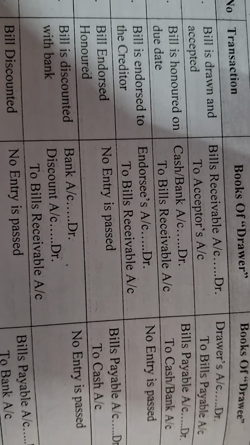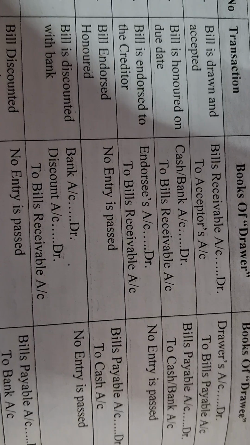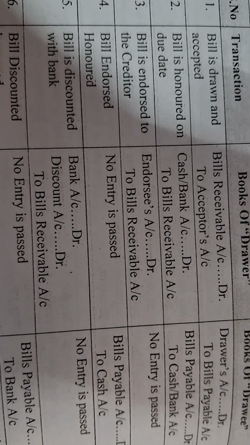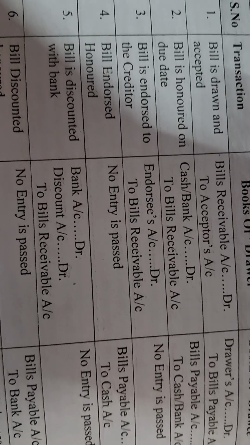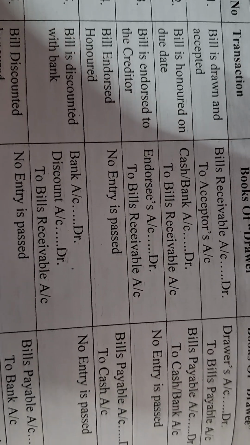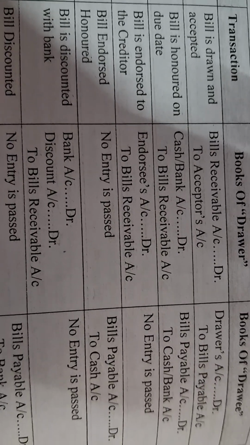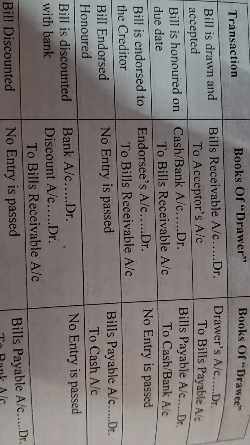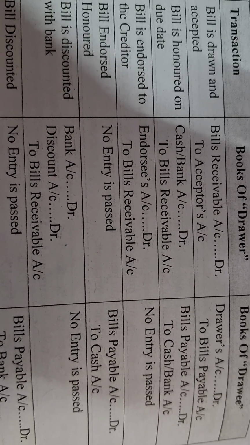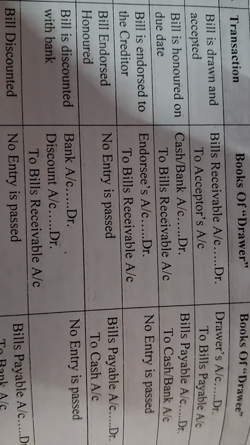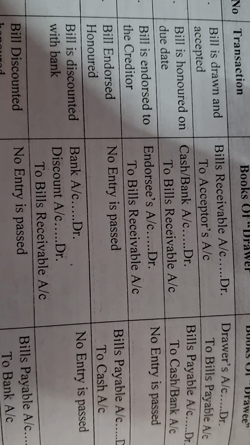Now again, suppose the bill is honored on the due date, meaning the amount was cleared. Whatever amount was due, it has been paid, it is cleared. Then in that situation, simply cash or bank account debit to bills receivable account in the books of drawer, and in the books of drawee the journal entry will be bills payable account debit to cash account, or bank account.